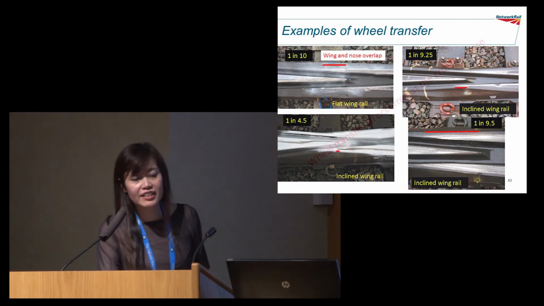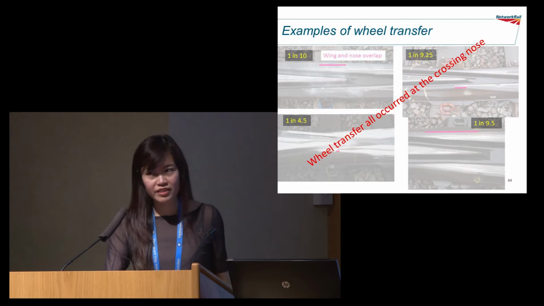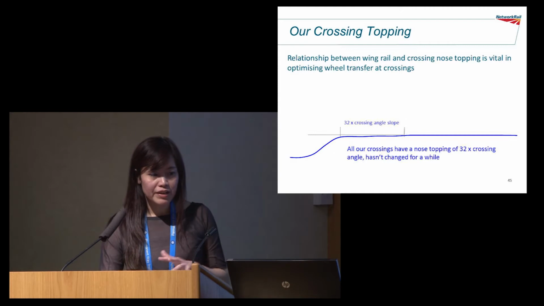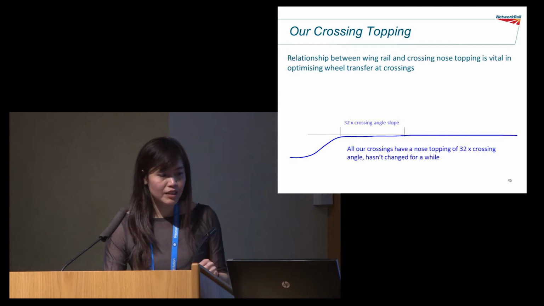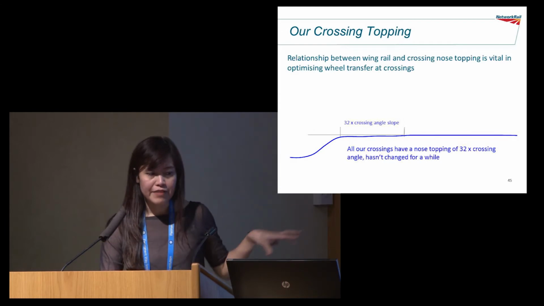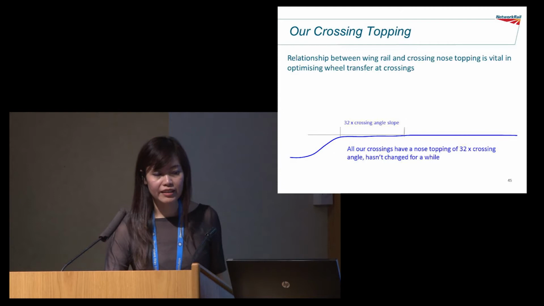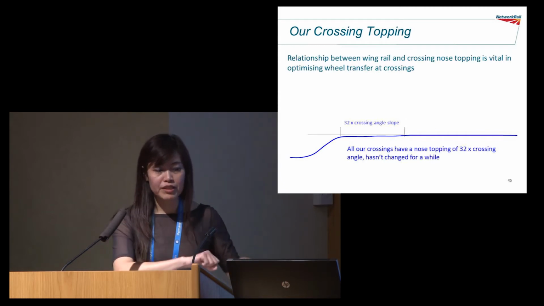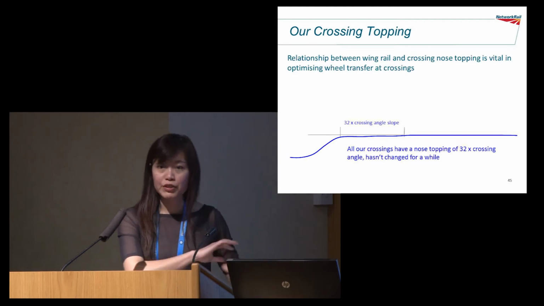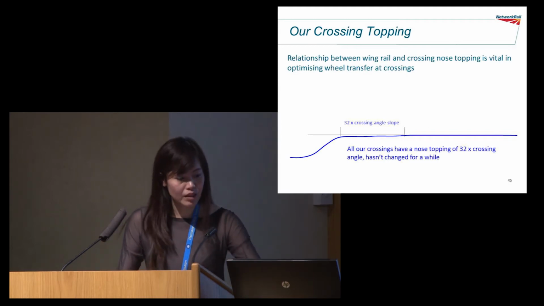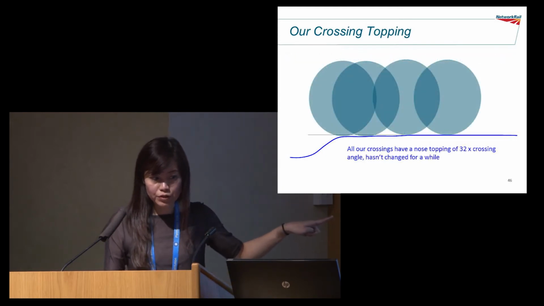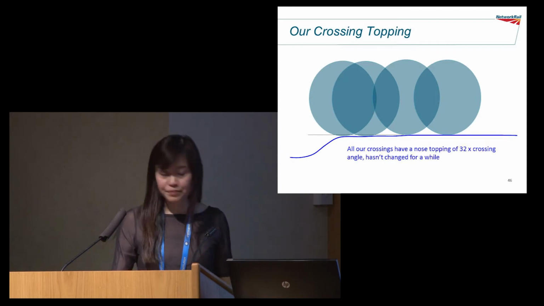What is clear is that the wheel transfer all occurred at the crossing nose. As I mentioned, the wing rail and crossing nose have to work together to optimize the wheel transfer at the crossing. In our drawings, we have a slope of 32 times the crossing angle slope at the nose. Presumably, this is for easy measurement with a straight edge when you go out to repair the crossings. This hasn't changed for a long time. So the wheel coming to the nose will just go up the slope like that.